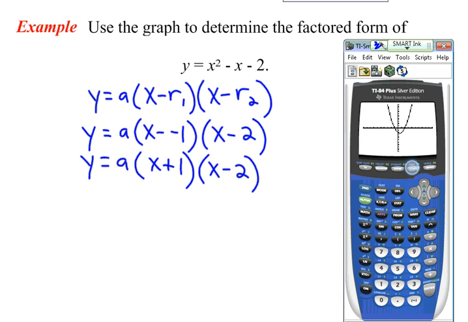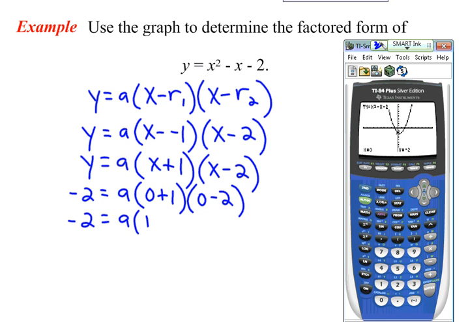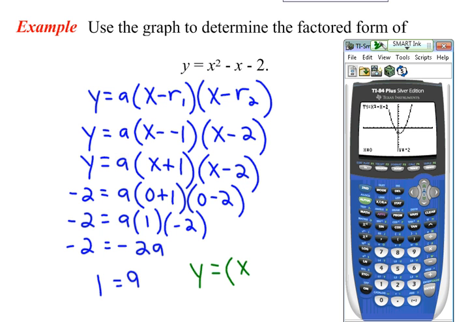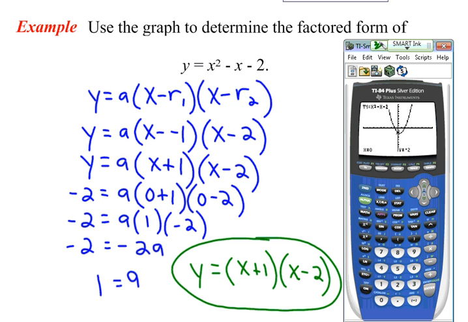So let's plug in 0 for x, -2 for y. Simplify it. -2 equals a times 1 times -2. -2 equals -2a. Divide both sides by -2, and a is going to equal 1. Remember that a is our vertical dilation, so this tells us that there is no vertical dilation. Our final answer is y equals 1 times (x plus 1) times (x minus 2). And that is the same equation now written in factored form.